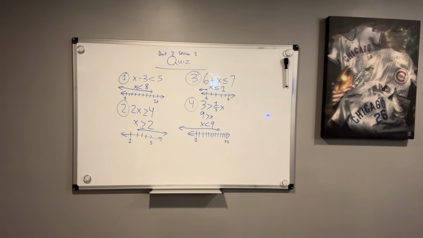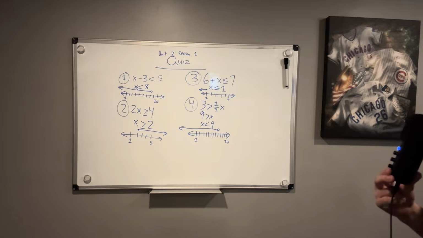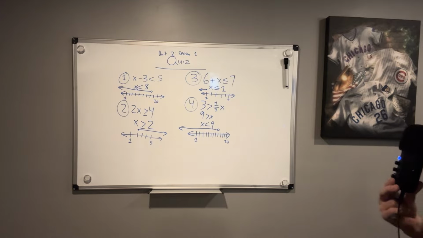If you got 7 right, no, not 7. If you got 4 right, you're a rock star. If you got 3 right, good job. If you got 2, 1, or 0 right, you need to just go back to the video and review the concept. Other than that, that's it.